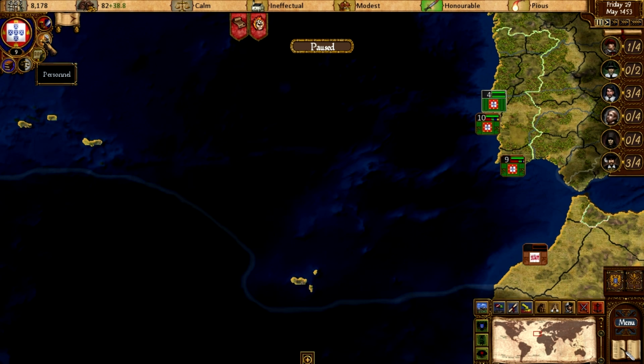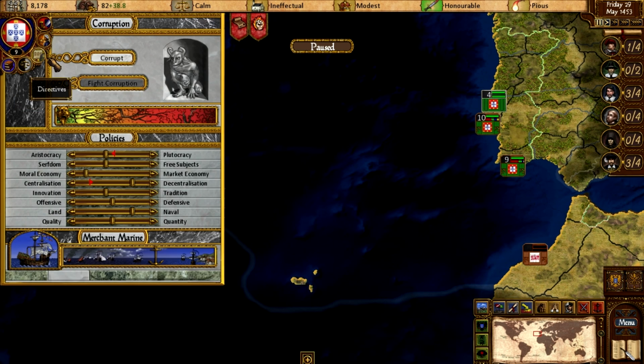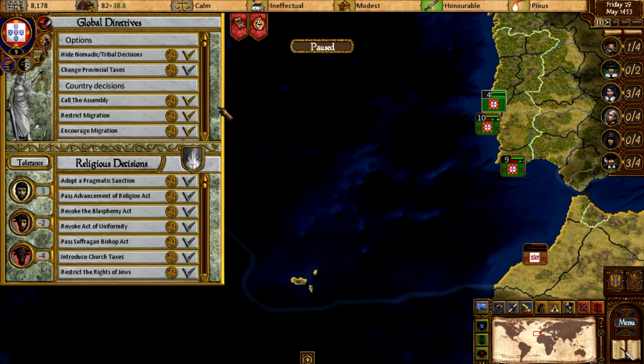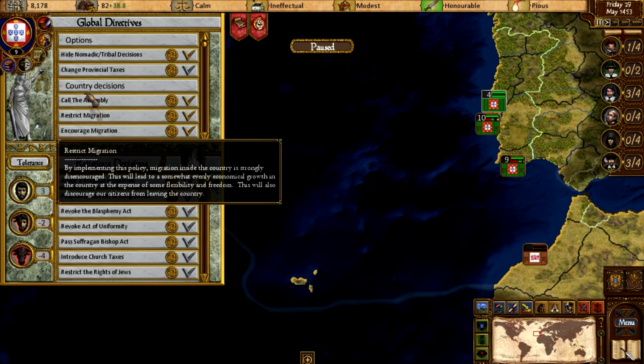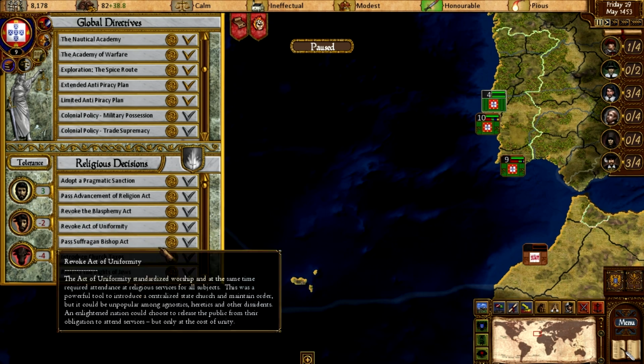So next I have the personnel interface, and this shows my advisors, my generals and admirals. Right now I only have one general, that is the ruler of the country, and one admiral. Next I'm going to recruit more generals and admirals, because I'm going to war against Morocco. Here we have global directives and religious decisions.